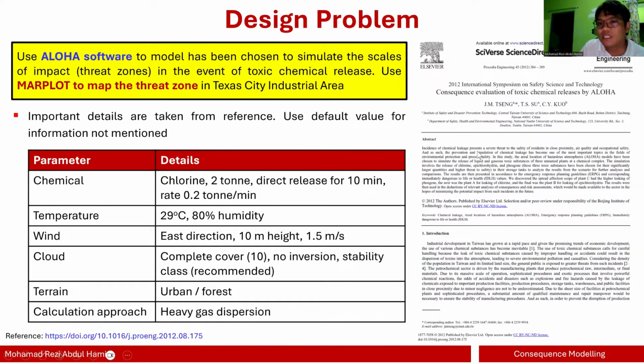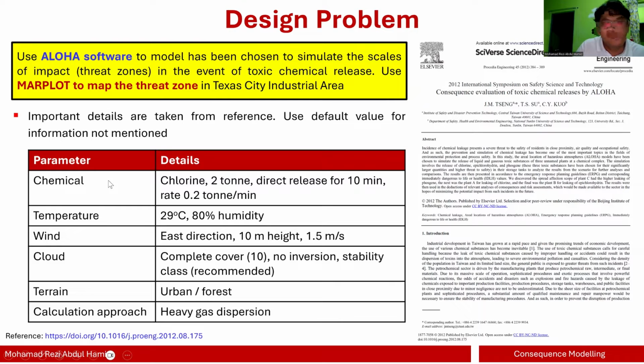So what I did was extract some of the important information here and put it in this table. But before that, let's discuss what I would like to do today. I'm going to use the ALOHA software to simulate the scale of impact, in parentheses the threat zone, in the event of a toxic chemical release of chlorine. After that, we're going to use the MARPLOT software to map the threat zone in the Texas City industrial area. So this is the only thing that is different: they do it in Taiwan, I'm going to do it in Texas, or Houston, if you will.